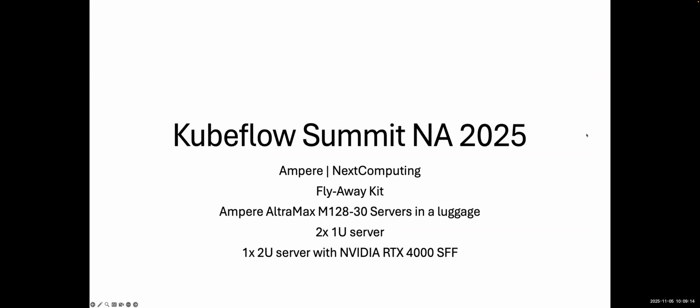So currently we have prepared a demo unit. It's called the Next Computing Fly Away Kit, which is 3 servers: 2 1U servers and 1 2U server. And the 2U server has the NVIDIA RTX 4000 small form factor. We put the 3 servers into a luggage, and you probably don't have an idea what luggage means. It means this size.